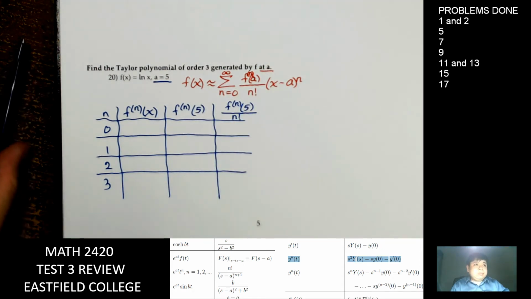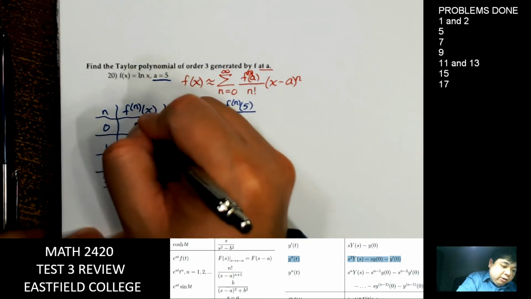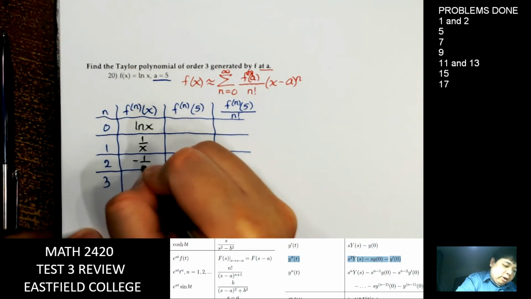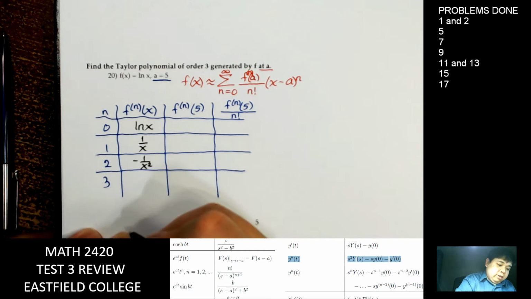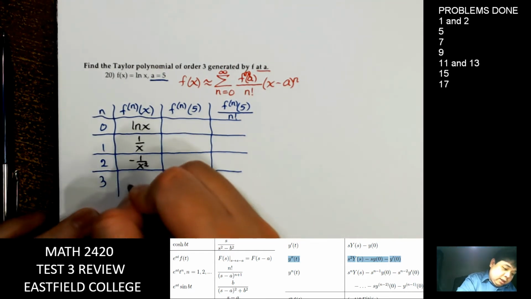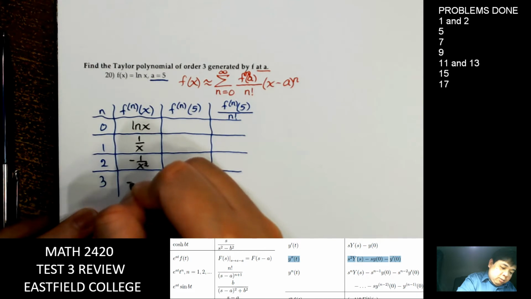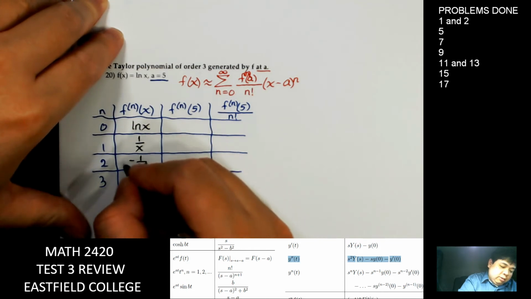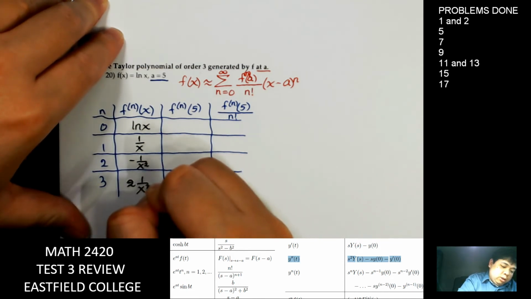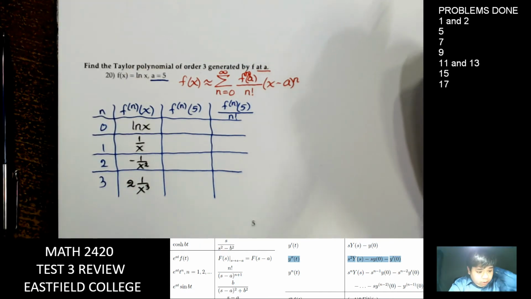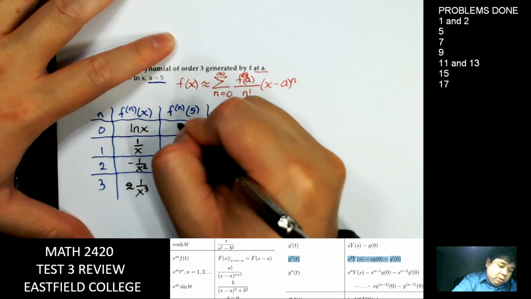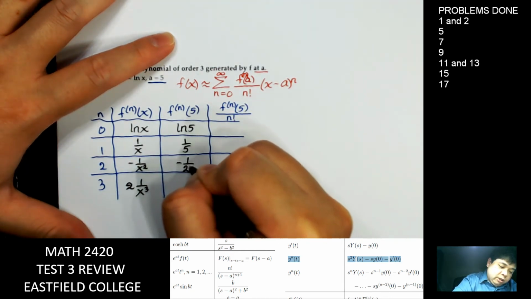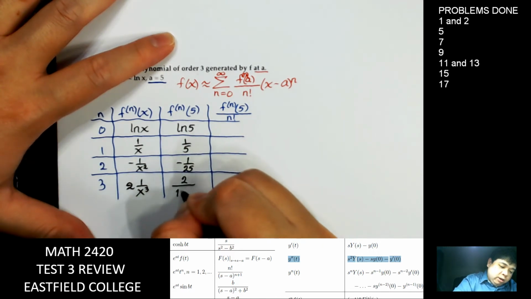Right. Now we do that. The function is ln of x. We take the derivative: 1 over x. Derivative again: negative 1 over x squared. Derivative again, that will be positive 2 over x cubed. Now put 5 in it, so it will be ln of 5, 1/5, negative 1 over 25, and 2 over 125.